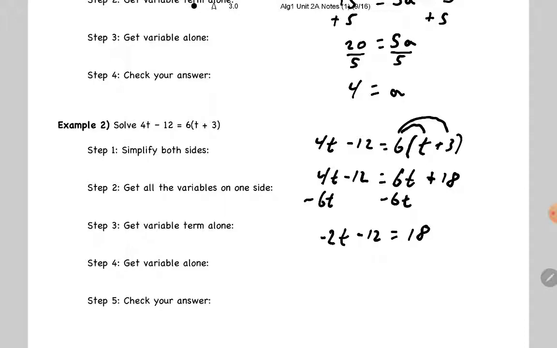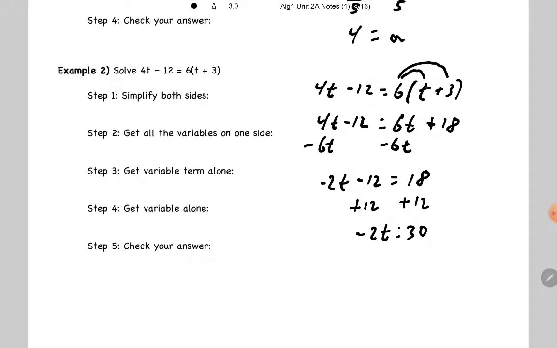Now I'm going to get the variable alone by adding 12 to both sides. I'll get negative 2t equals 30. Now I'm going to get the variable alone. So I'm multiplying by a -2, so I'm going to divide by -2. So t equals -15.